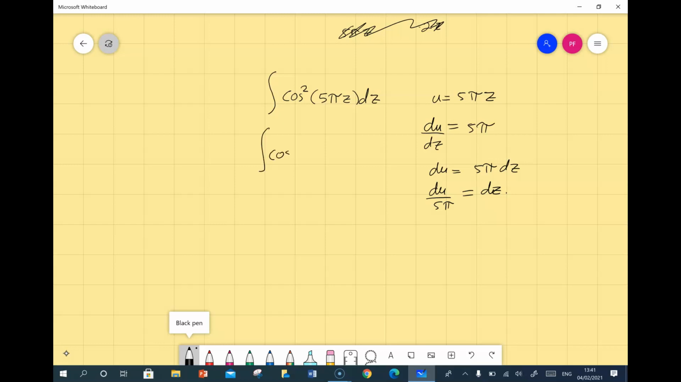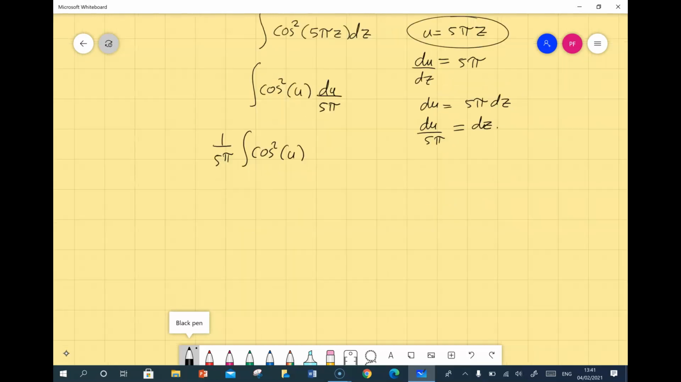So here I go, cos squared. Now 5 pi z I said is u, so cos squared of u, and instead of dz I can put in du over 5 pi. Now remember, 5 pi is just a number, so I can bring it out in front like that, times the integral of cos squared of u. Now, this is where it gets tricky.